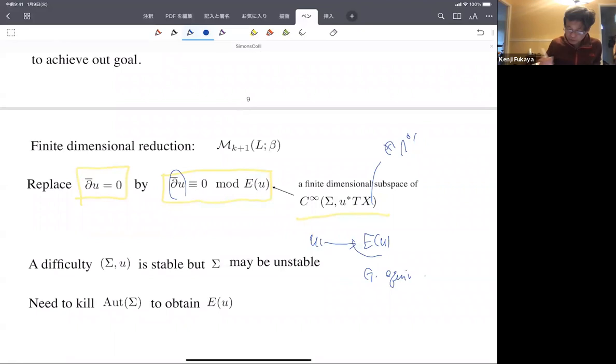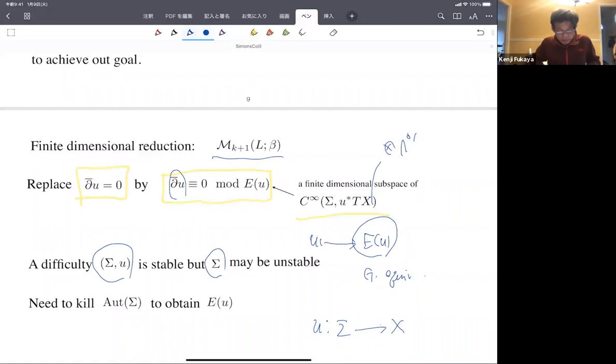To obtain this E_u, the difficult case is when the source curve is unstable. So you have this u, which goes from sigma to X, and this sigma can be unstable. So you have the stable map, which is an element of this moduli space, but the source curve may be unstable. And somehow we need to kill this automorphism to obtain this finite dimensional space. That is one main part of this finite dimensional reduction.